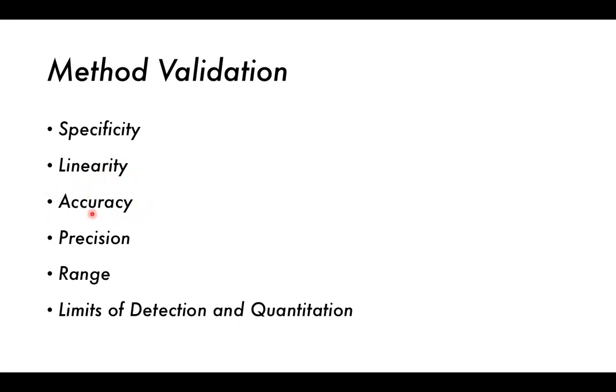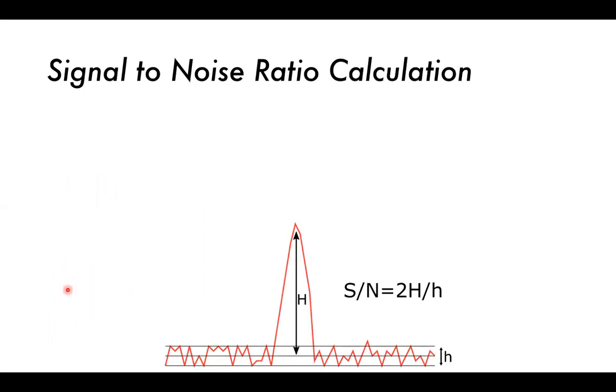Accuracy, then: how good is our data at approaching the true mean? Then the precision, which is our ability to reproduce the data, even if it is not accurate. The range, then, within which we can make measurements, and then the limits of detection and quantitation, which are related to this range. So the first thing we wanted to talk about is signal to noise ratio in our measurements.